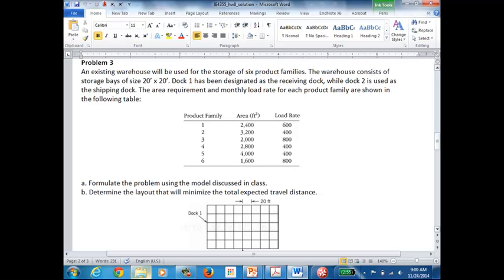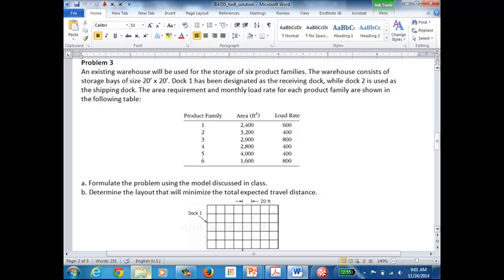Okay, so this is the third problem. We have an existing warehouse that will be used for storage of fixed quantity. The warehouse consists of a storage space of 20 by 20. One spot has been designated as the receiving dock. The area requirement and monthly load rate for each product family are shown in this table. And the first thing we have to do is to formulate the problem using the model discussed in class.